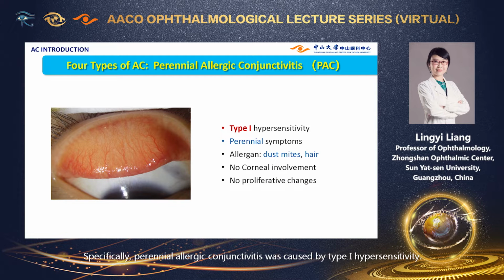Specifically, perennial allergic conjunctivitis is caused by type 1 hypersensitivity. Patients tend to have perennial symptoms that have no significant difference among different seasons. The common allergens are dust mites and hair. Patients usually present conjunctival hyperemia, follicles, papillae, but they usually don't have corneal changes.